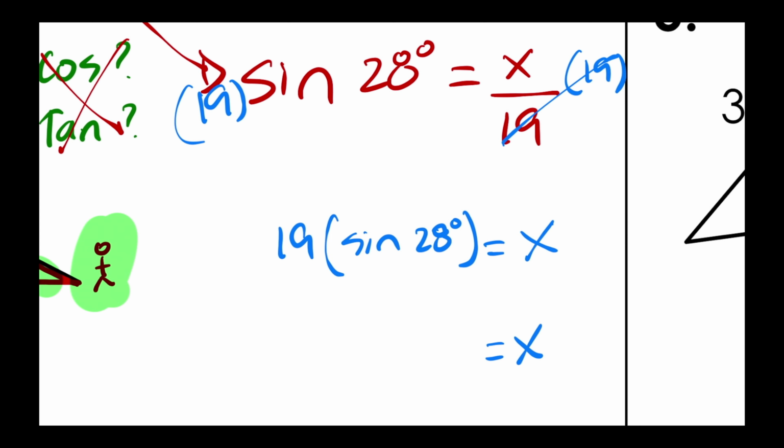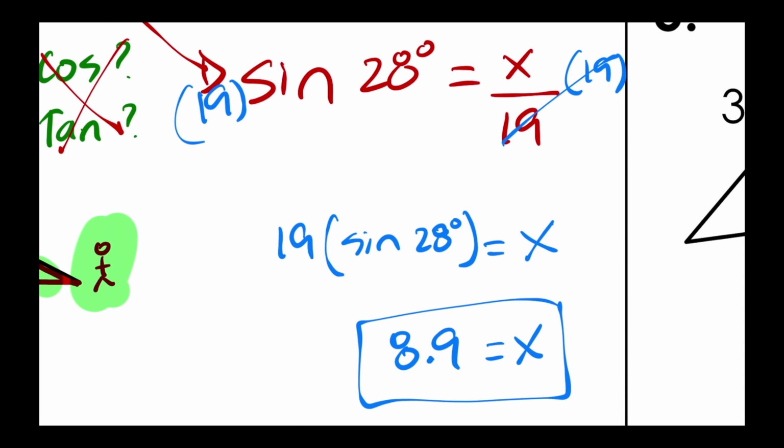calculator with sine, cosine, and tangent. So please put this into your calculator first. Punch this into your calculator first, and then whatever you get, put times 19, and then you'll get an answer. And what answer did you get? And you're going to get a lot of decimals. Just give me the first ones. Yes, 8.9. If you got something else, be careful.